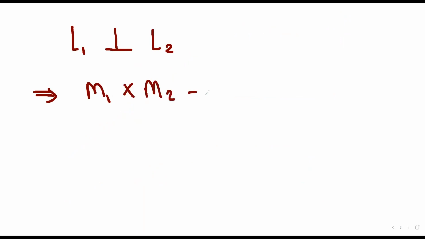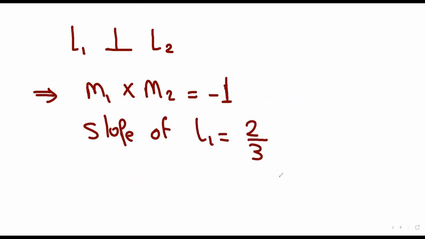The two perpendicular lines, meaning if L1 is perpendicular to L2, meaning the two lines are perpendicular, so M1 multiplied by M2 equals what? Negative 1. Okay. So let's say that the slope of L1 equals 2 over 3. So what is the slope of L2?